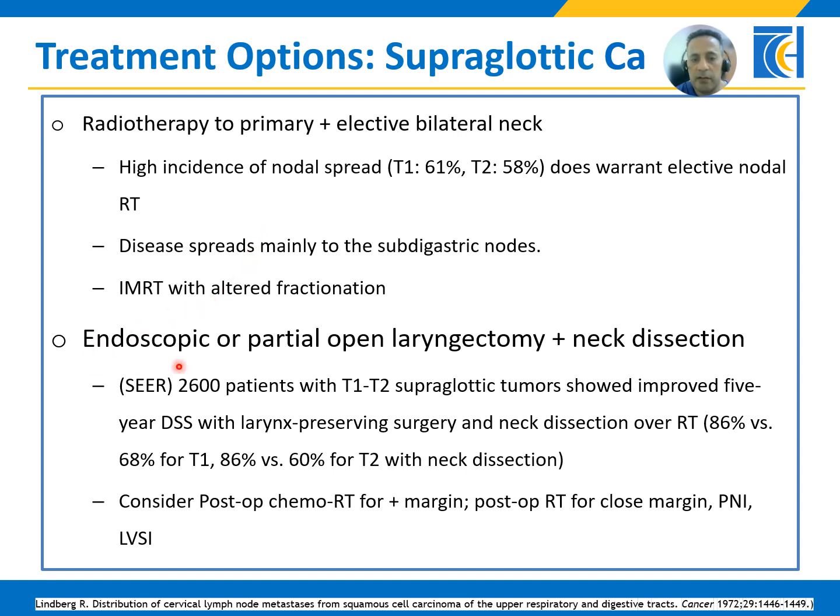The other option is endoscopic or partial open laryngectomy plus neck dissection. The SEER database showed that surgery improved 5-year disease-specific survival compared to radiation therapy. In some situations, when you get a positive margin after endoscopic or open laryngectomy, you need to consider radiation therapy for a close margin, presence of PNI and LVI, and chemoradiation for positive margin.